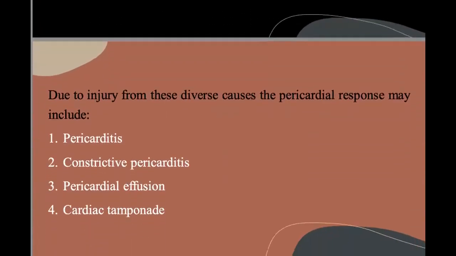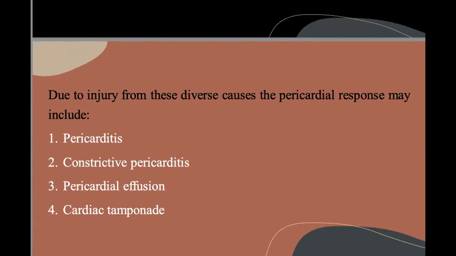So due to the injury from these diverse causes, as I mentioned before, we have the pericardial response, and this may include pericarditis, constrictive pericarditis, pericardial effusion, and cardiac tamponade. So these are the diseases that we're going to talk about, and I'm going to make sure that you guys know about the physical examination, the clinical findings, as well as management.